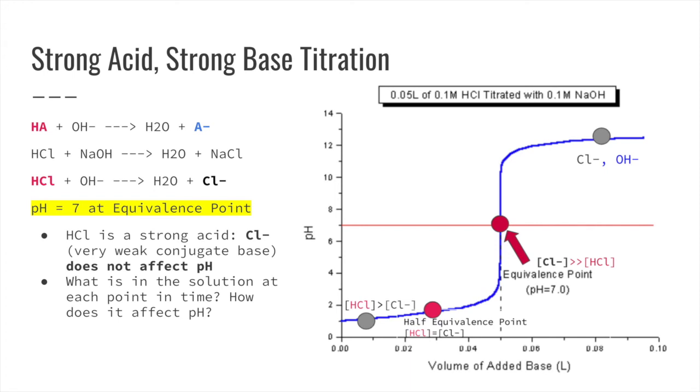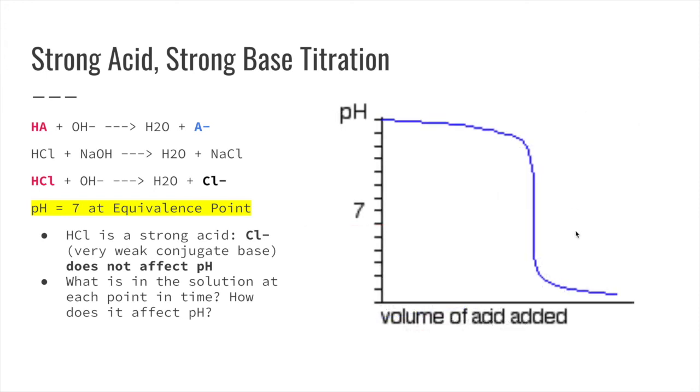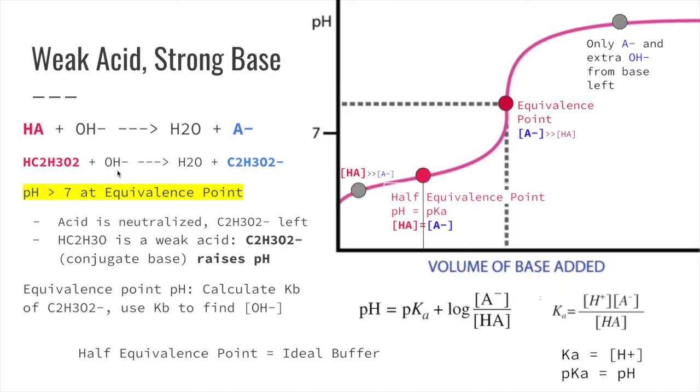Think about how a strong base titrated by a strong acid would look. The equivalence point would still be at pH 7, but the curve would basically just be backwards. What if we wanted to titrate a weak acid with a strong base? Well, again, we have the neutralization reaction right here, and an example would be acetic acid titrated with, say, NaOH.